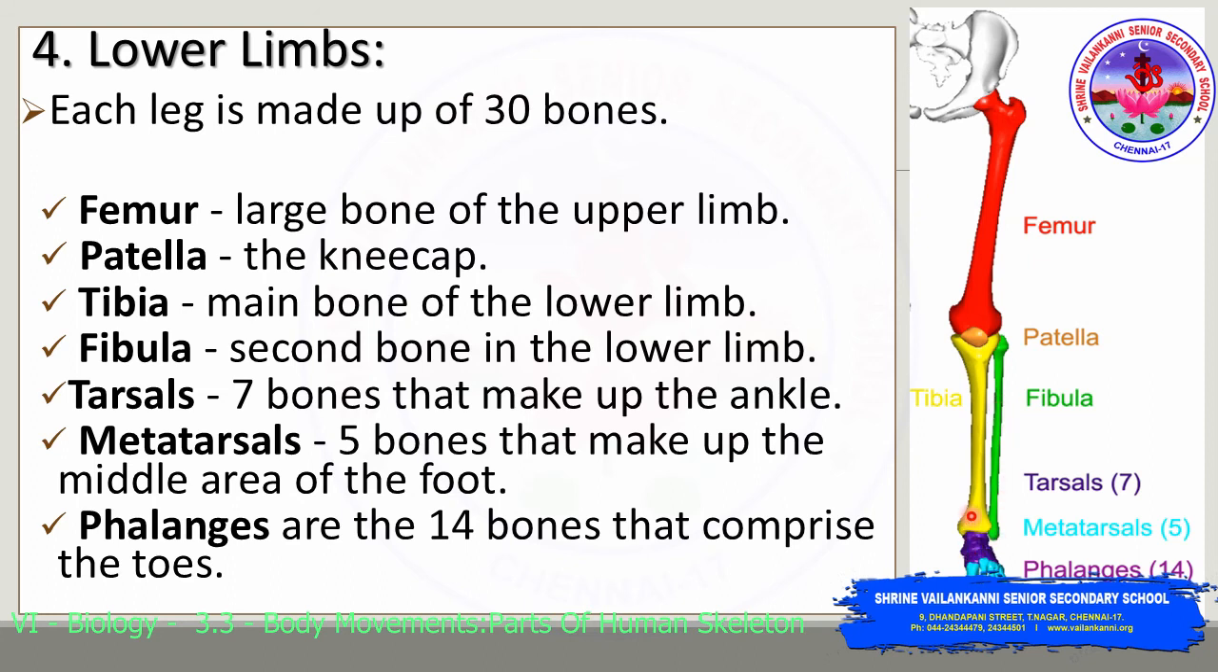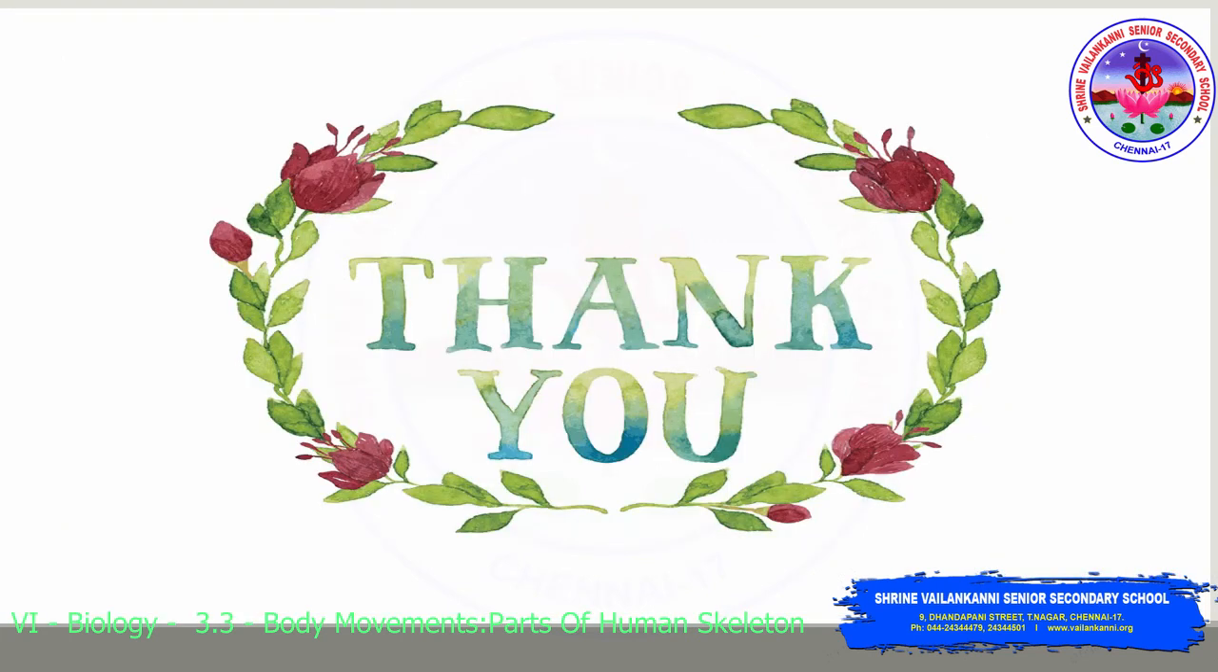Tarsals are a group of 7 bones that make up the ankle, and metatarsals are a group of 5 bones that make up the middle area of the foot, and phalanges are a group of 14 bones that comprise the toes. We come to the end of the different parts of the human skeleton.